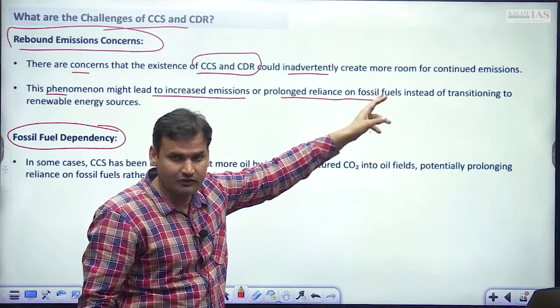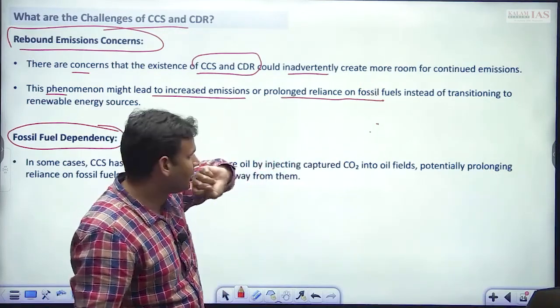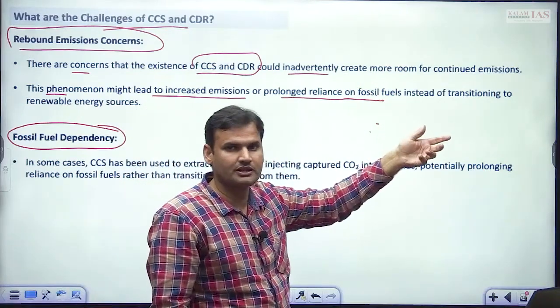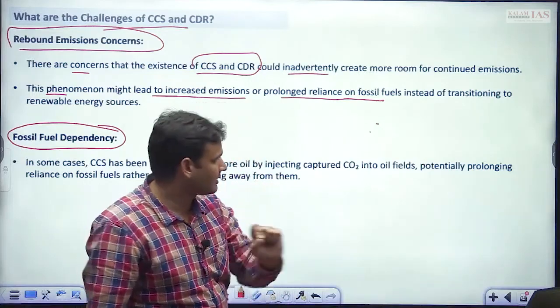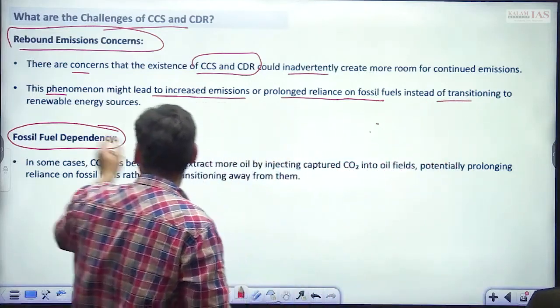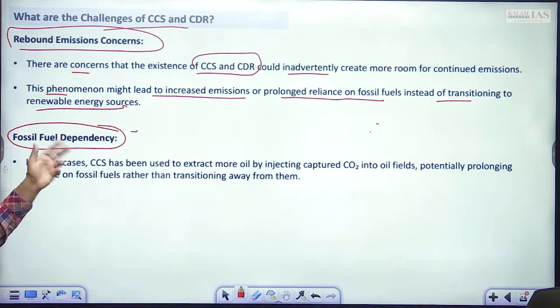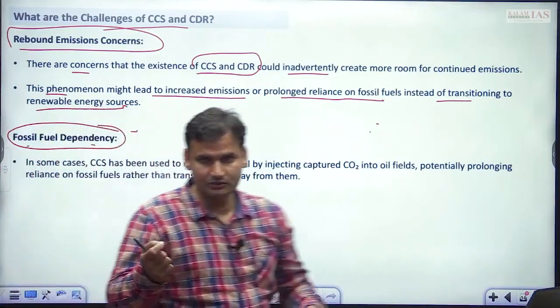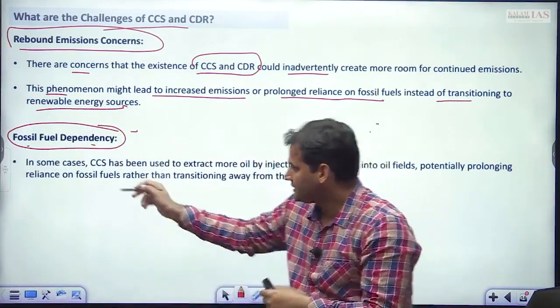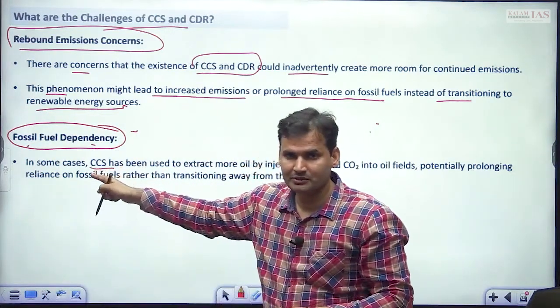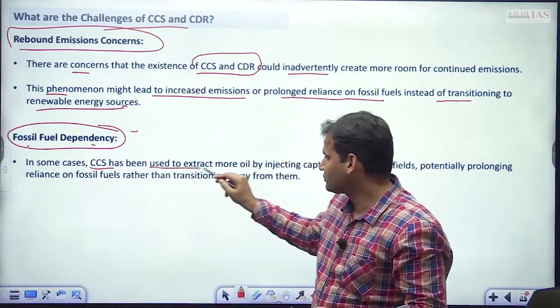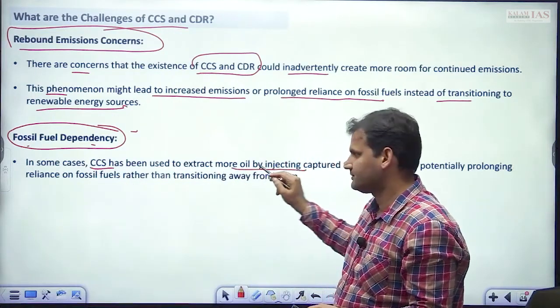Countries would resist phasing out fossil fuels or transitioning to cleaner sources of energy, which is the need of the hour, of transitioning to renewable sources of energy. And the second challenge or concern is fossil fuel dependency, because in some cases CCS, that is carbon capture and storage, has been used to extract more oil.